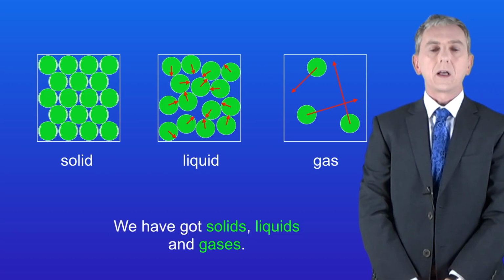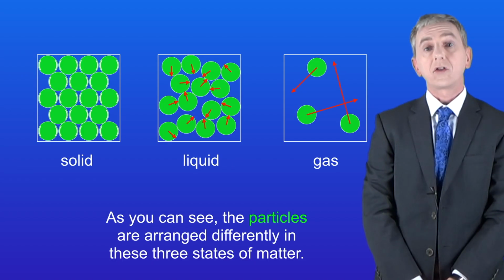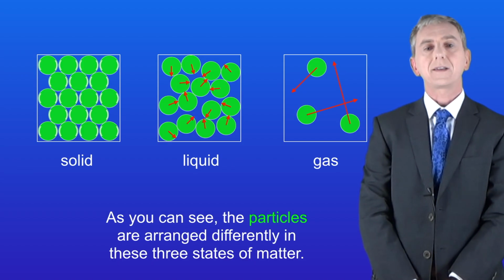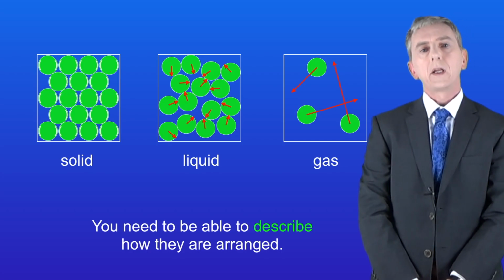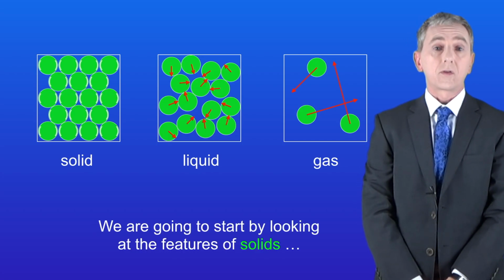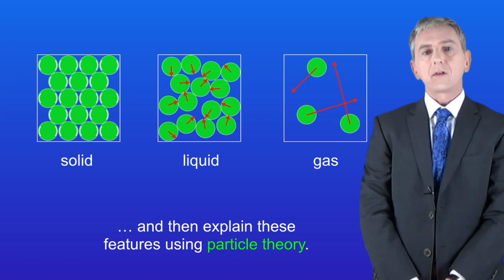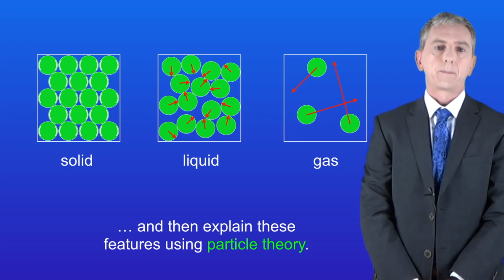Now, there are three common states of matter, and I'm showing you them here. We've got solids, liquids and gases. As you can see, the particles are arranged differently in these three states of matter, and you need to be able to describe how they're arranged. We're going to start by looking at the features of solids and then explain these features using particle theory.